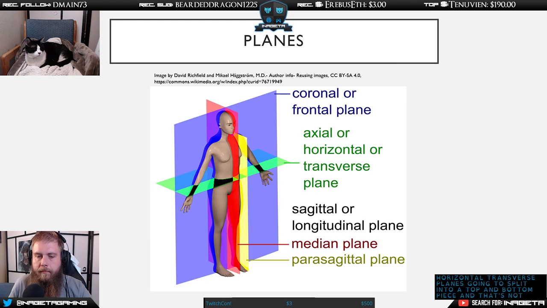And that's that. Okay. And then there's the parasagittal plane, which really doesn't get talked about very often. I guess it's just any other location that would be sagittal. I don't ever see that used, but that's a thing, I guess. So there's that too.